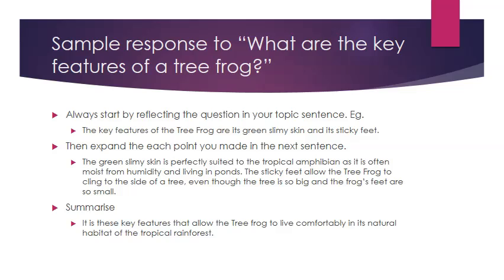So here, the green slimy skin is perfectly suited to the tropical amphibian, as it's often moist from humidity and living in ponds. The sticky feet allow the tree frog to cling to the side of a tree, even though the tree is so big and the frog's feet are so small. And then, of course, I've got to summarise this paragraph, otherwise I'm just leaving the reader hanging. It's these key features that allow the tree frog to live comfortably in its natural habitat of the tropical rainforest. Did you see how I went back to the first sentence and answered the question again? Pretty tricky.